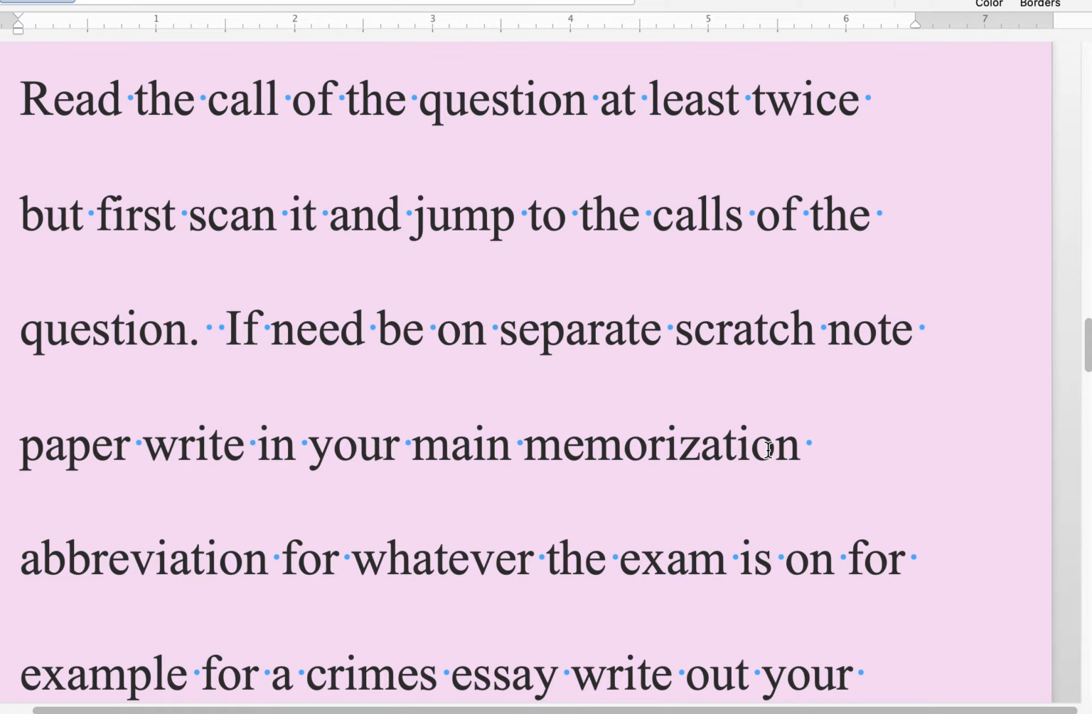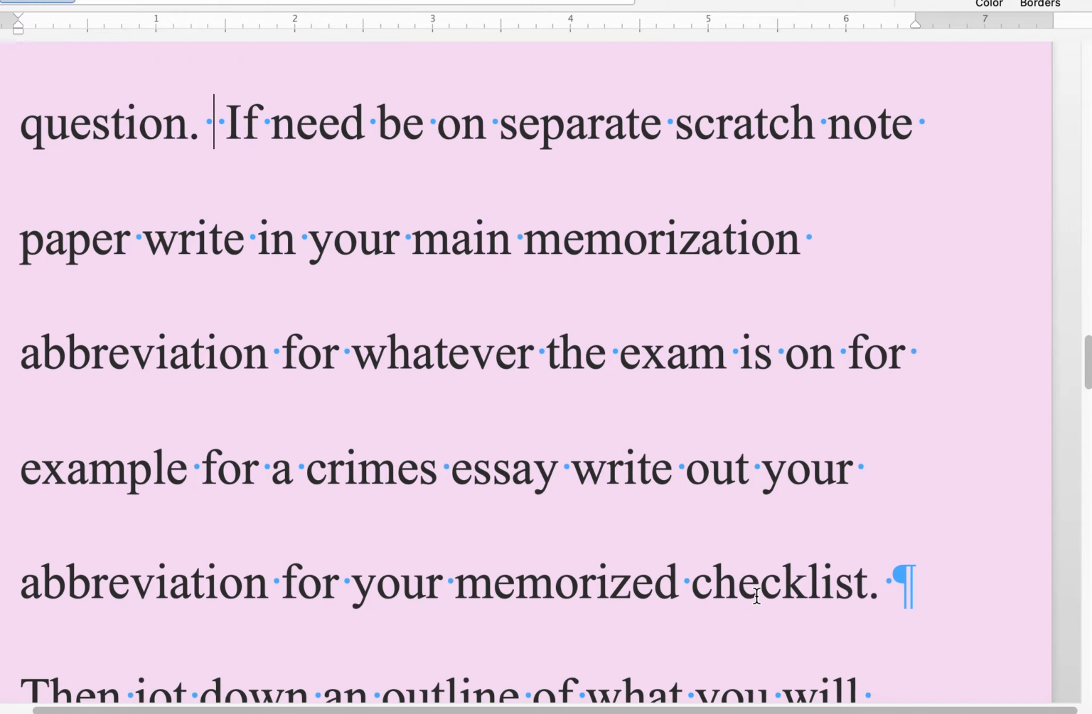Look carefully at the call of the question. Is this a tort question? Is this a contracts question? Make sure you know what they're asking, okay? Then put the outline in the scratch note from your memorization checklist.